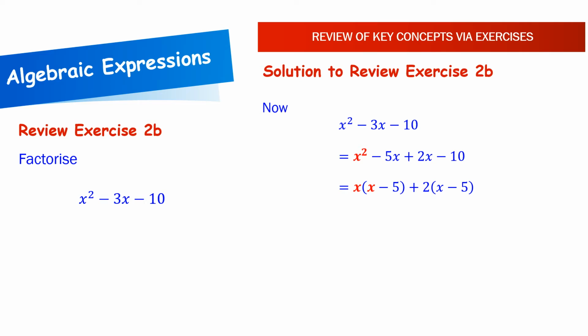X minus 5 is a factor which is common to the first two terms and the last two terms. So we can factorize as shown. And as you can see, the two lines are equivalent. X minus 5 has been taken out as a common factor, and x plus 2 is the other factor. And so we have factorized our quadratic.